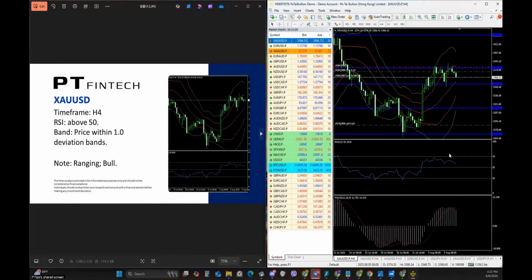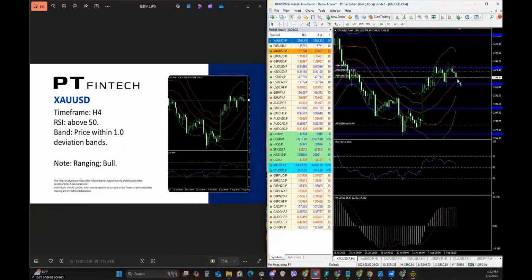H4, PTips claims that RSI is above 50. The dual Bollinger bands, prices are within the 1.0 deviation band, right? It's still above the middle band, so potentially still more bullishness, okay? But obviously, in the short term, we can see that there's some bearishness, right?